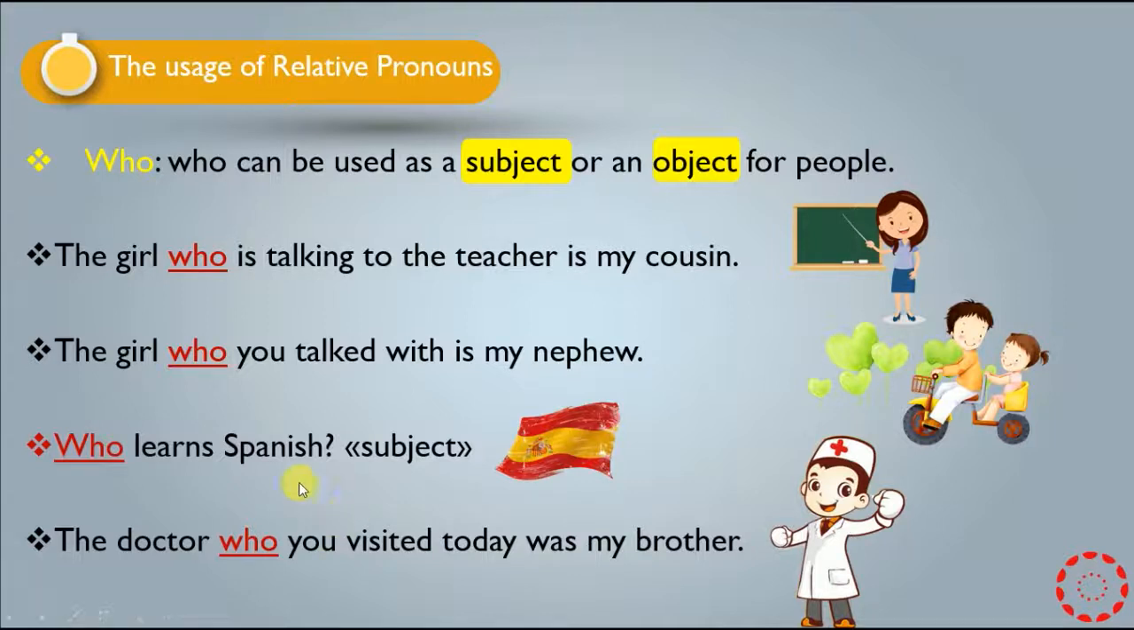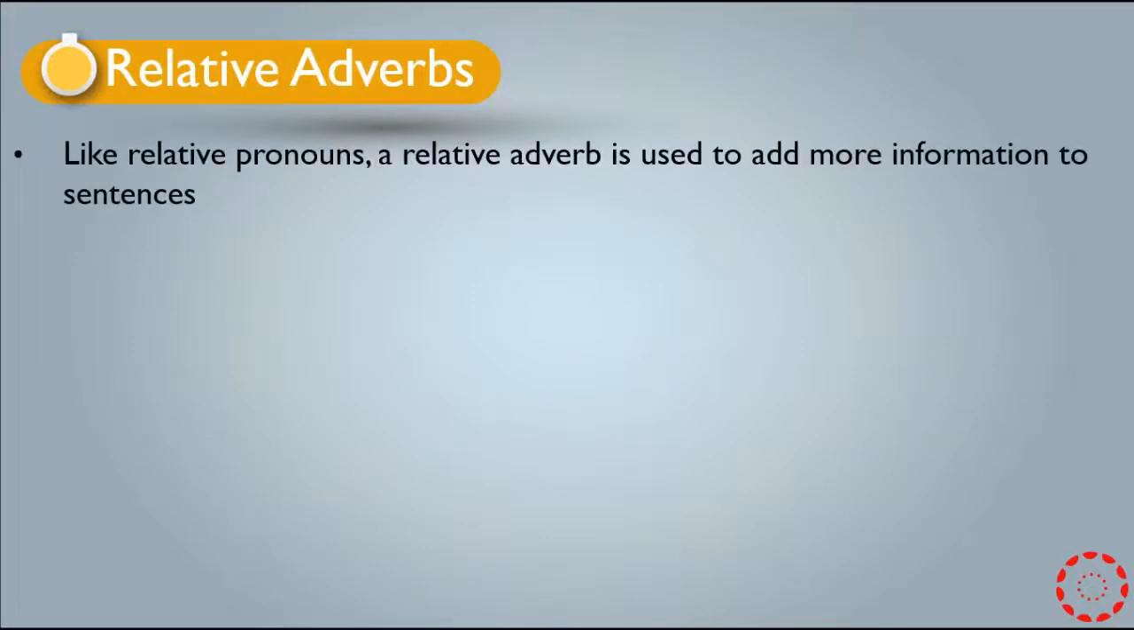Why do we use relative pronouns? In order to get rid of repetition. I'm not going to say the doctor, the doctor again. Instead of repeating the doctor, I'm using who, which refers to the doctor. Is it clear? And relative adverbs, like relative pronouns, a relative adverb is used to add more information to the sentence.